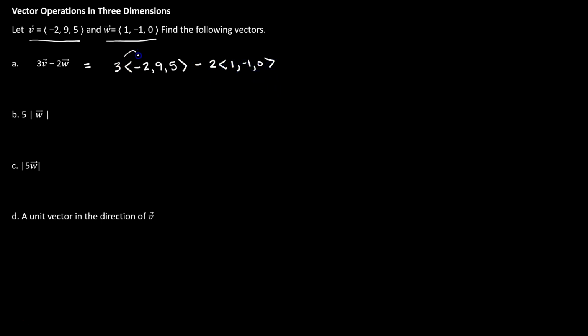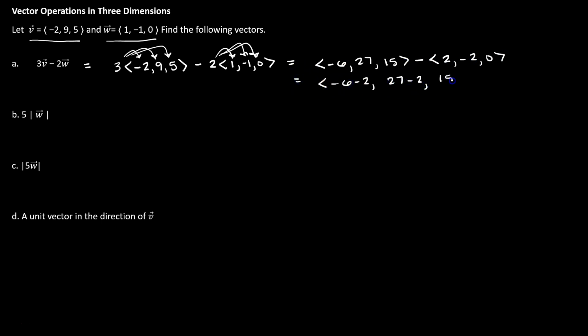And just like the order of operations from algebra, we need to do our scalar multiplication before we can do subtraction. And then we can subtract the corresponding components. Don't forget the minus negative 2, that's a double negative, which will give us a positive. So 3v minus 2w gives us the vector negative 8, 29, 15.